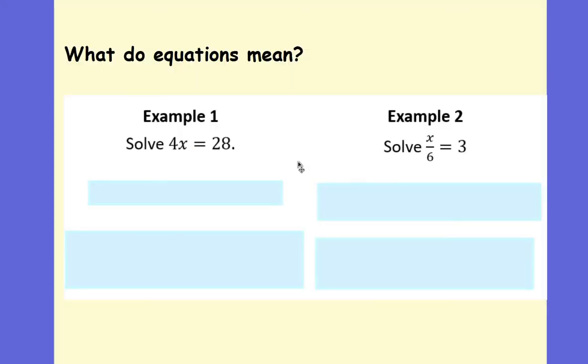First of all, what do these equations mean? Solve 4x equals 28. What does that mean? Solve x over 6 equals 3. What does that mean? Pause the video for a minute and just have a little think about what those could mean.